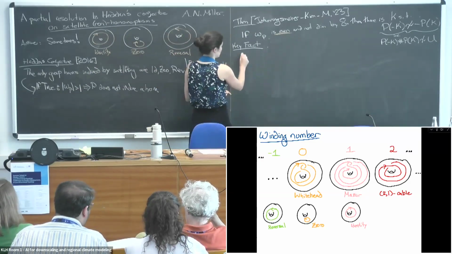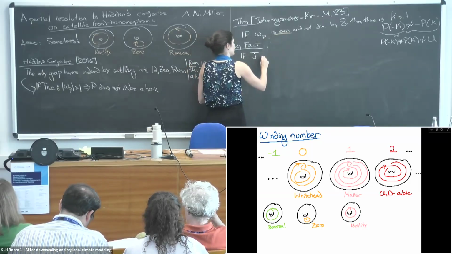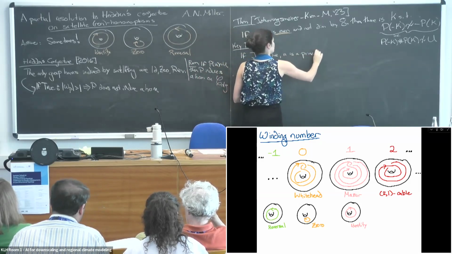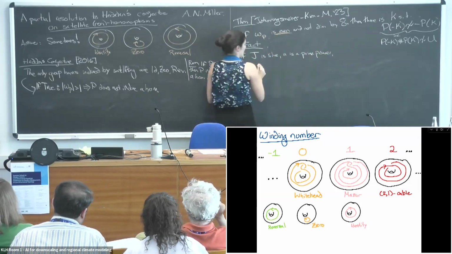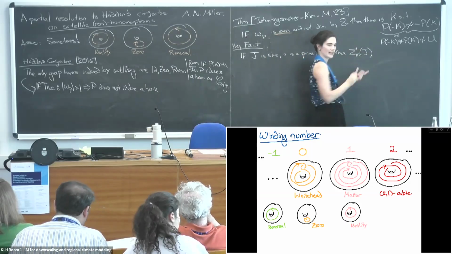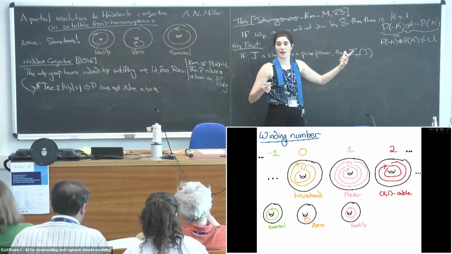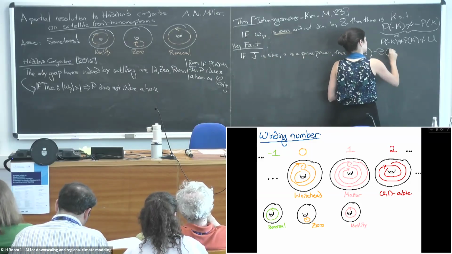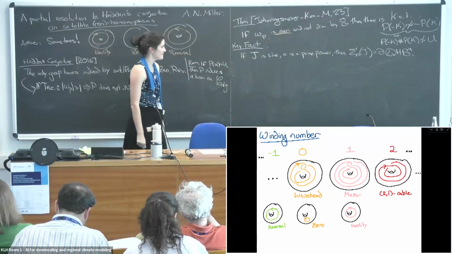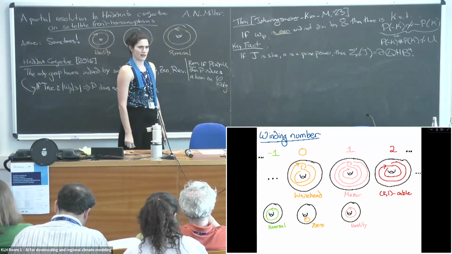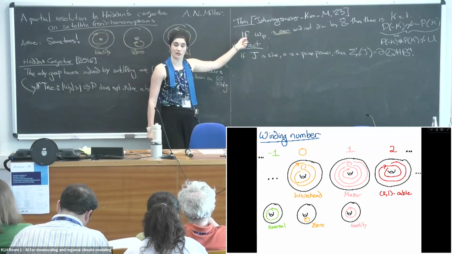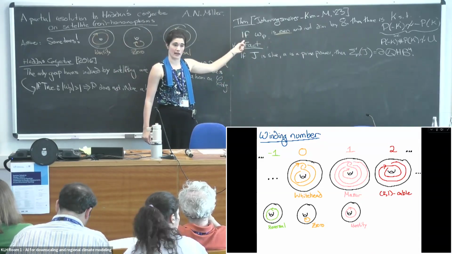But the key obstruction we use is that if J is slice and n is a prime power, then the n-fold cyclic branched cover of S^3 along J bounds a rational homology ball. And let me emphasize, so far you might well ask, where have you used smooth? So far, we don't prove this theorem in the smooth category. Why don't we prove this theorem in the smooth category?